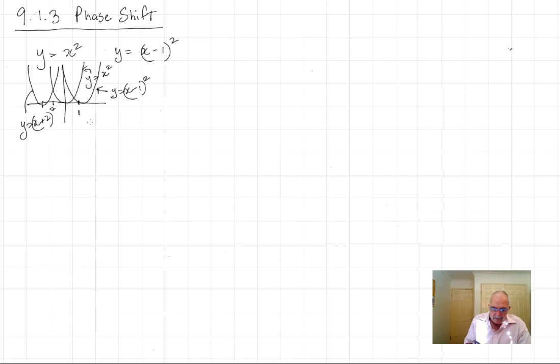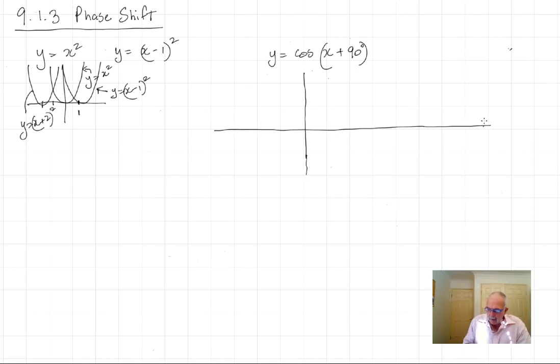Well, it should come as no surprise that we can do the same with y equals cos of (x plus 90). What does that look like? We're working in degrees. We firstly start with a cos graph. Let's see if we can stay on the lines. So our cos graph, as you know, goes from +1 to -1.